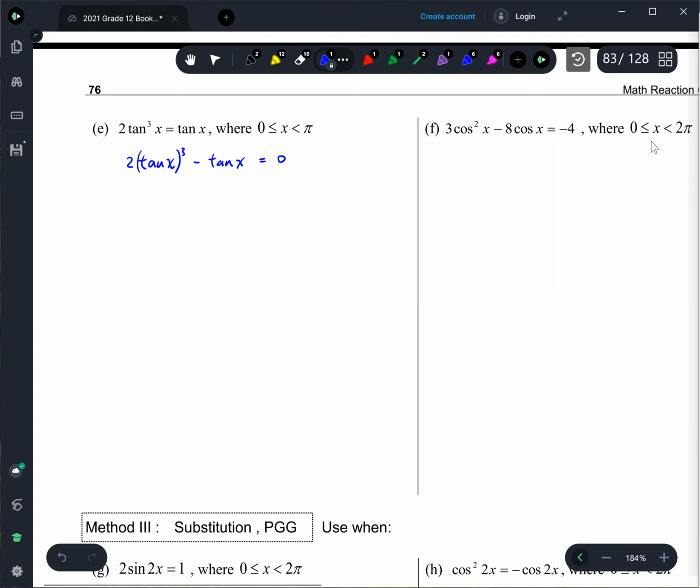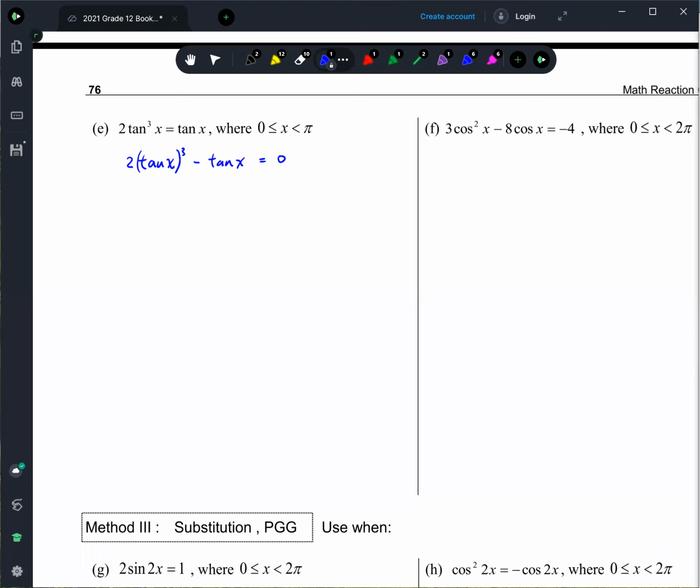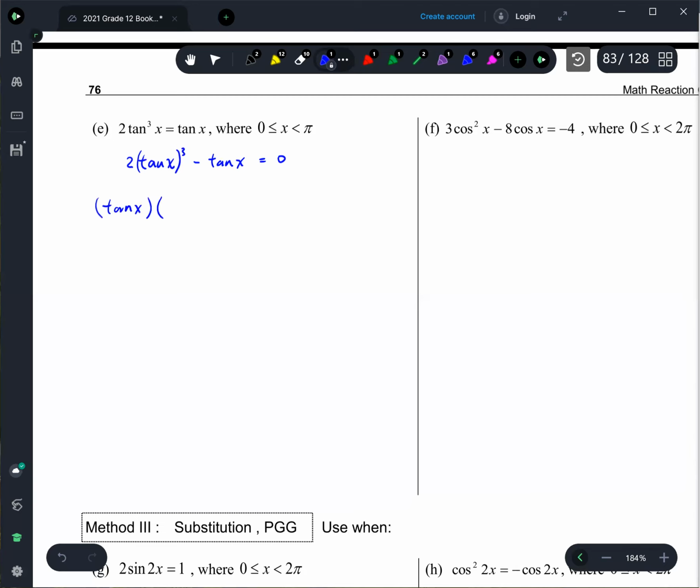Okay, so how do we apply factoring for this one? Okay, if I want to factor this, how do I do that? Factor out a tangent x. Yeah, very good. Okay, so I take out the tangent x. Can you tell me what's left then? 2 tangent squared minus 1. Yep, minus 1. Okay, good.